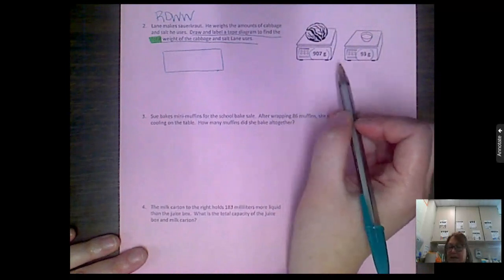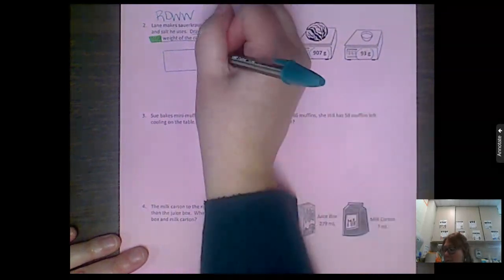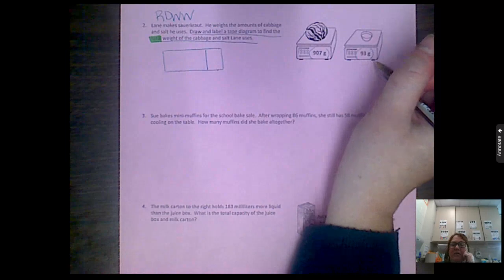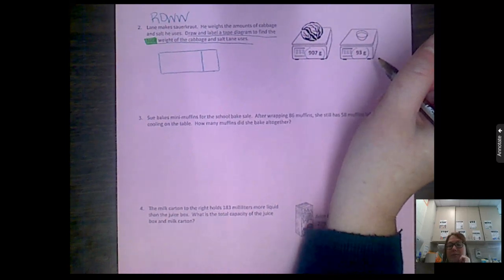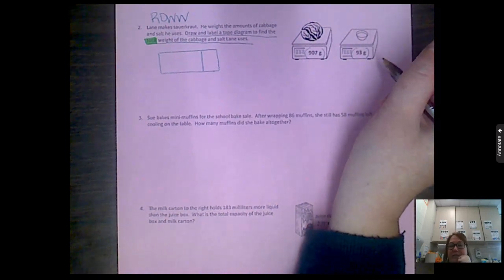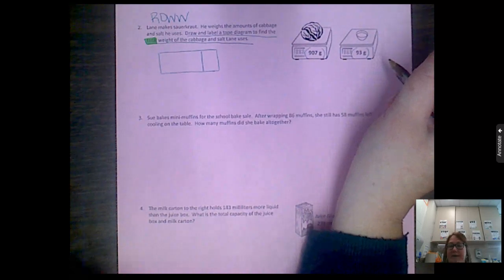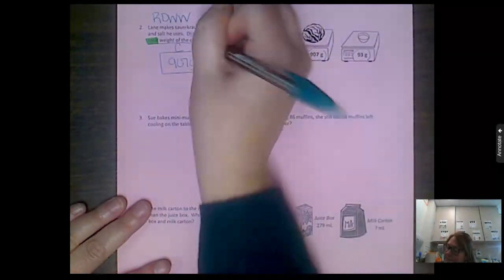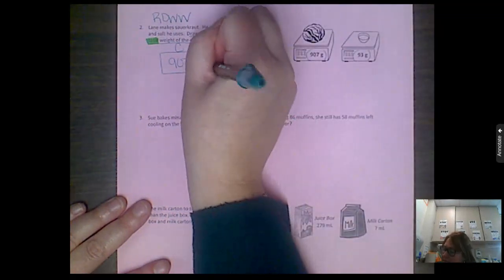Are they equal in size? I'm going to make one way bigger than the other because the cabbage is way bigger than the salt. The weight is way bigger. It's not the end of the world if you don't do that, but I just think it's a good idea to represent my tape diagram to kind of match what I have. So the cabbage, I'm going to put a C right above here for cabbage, and it's 907 grams. And then I'm going to put an S for the salt, and it's 93 grams.